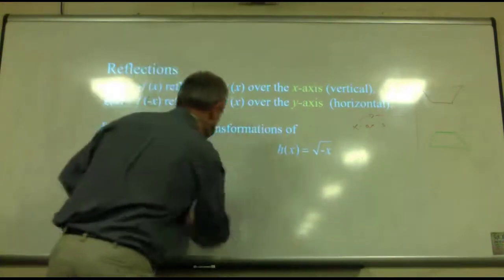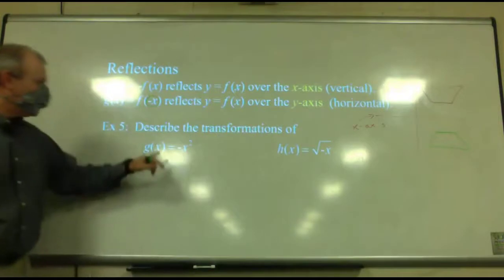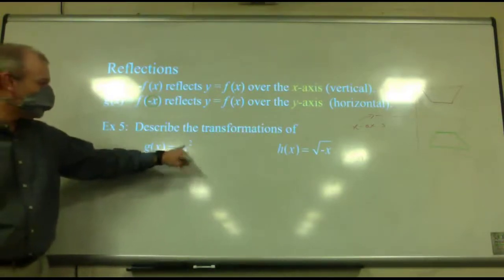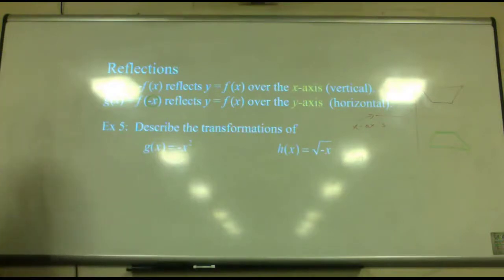So let's describe the transformations of these two. And this one you've got to be careful on. What would happen with g of x equals a negative and then x squared? It'll move your parabola, but where? That's the question. It's going to reflect it because there's a negative, right? The negative reflects it. And the question is, is it over the x-axis or the y-axis?